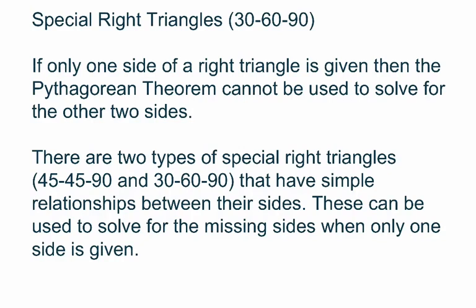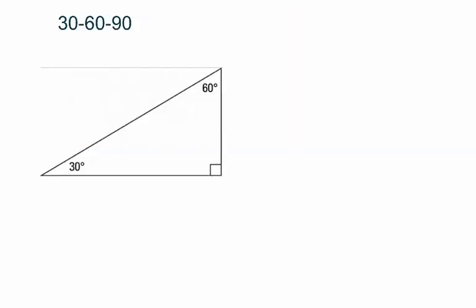There are two types of special right triangles, 45, 45, 90 and the 30, 60, 90, and they both have simple relationships between their sides. These can be used to solve for the missing sides when only one side is given. So let's look at our 30, 60, 90.